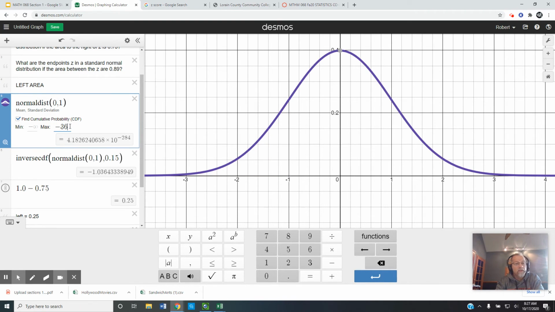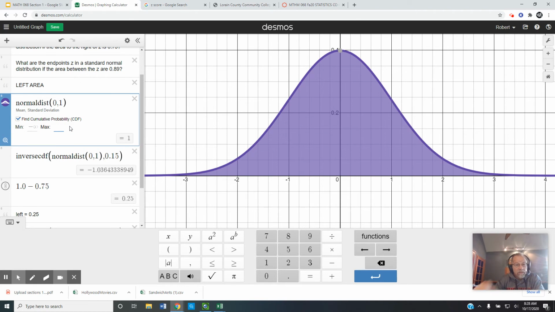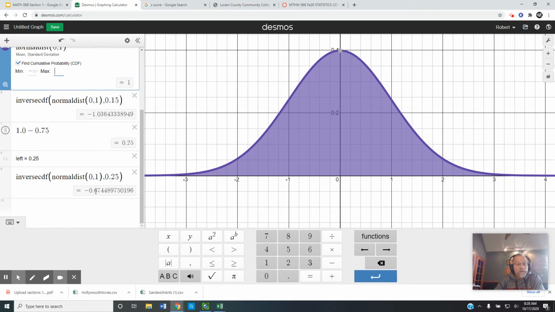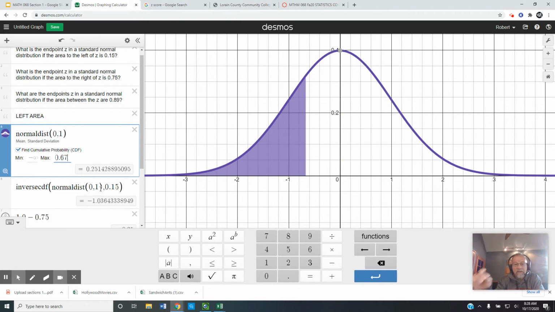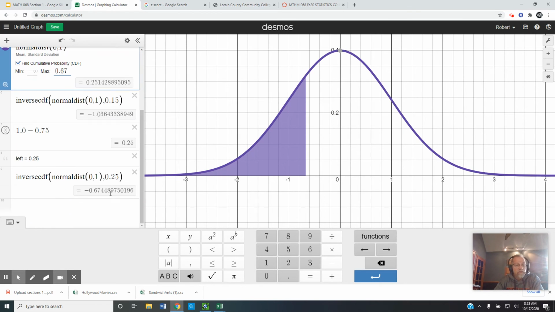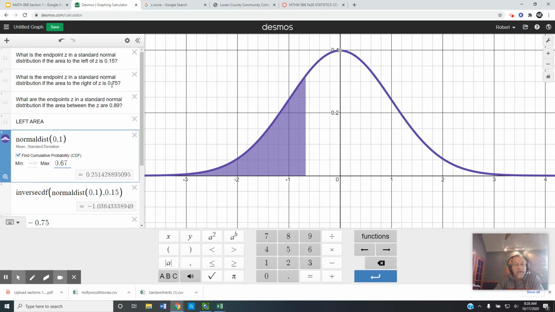And I got to scoot over because I got some numbers in there. And my maximum is negative 0.67. Negative 0.67. Now again, why did I do that? Because remember the deal. I want 75% on the right. Well, look at what it says I have. It says I have 25% on the left. If you have 25% in purple, you have 75% in white. So this value of negative 0.67 is my critical z-score. And that's what the question was asking. What is the endpoint z?